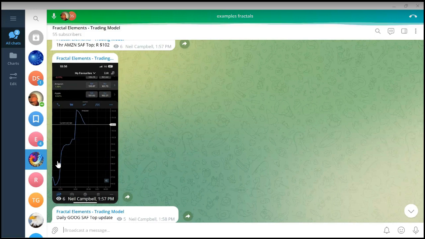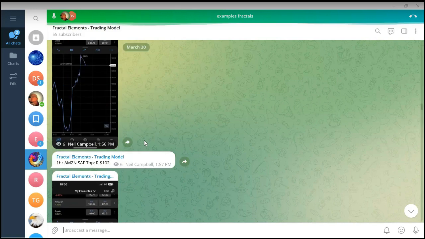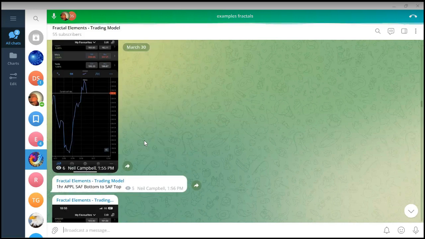Okay, so again, you can view the video for good examples of the fractals. I don't have a name for them. I haven't figured that part out yet.